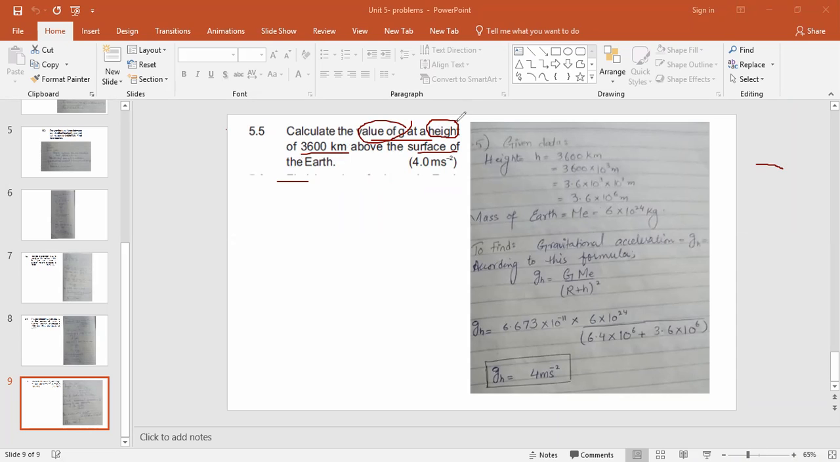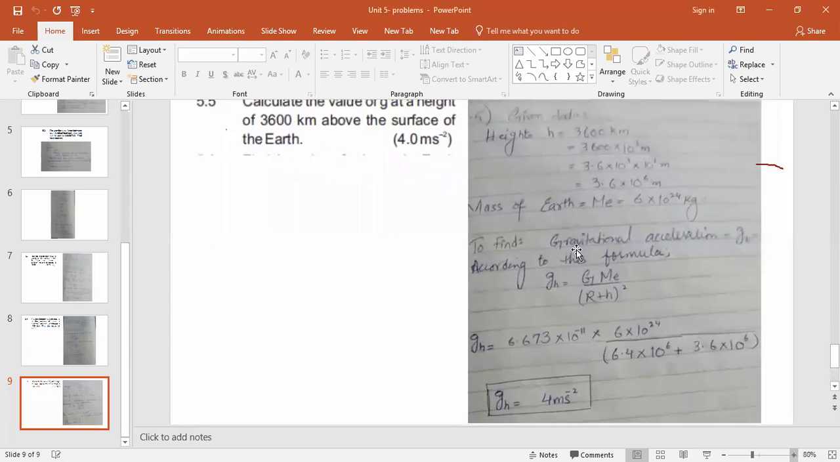So first of all, we have to write the data that is given to us. Height is given to us, which is 3600 kilometer. You know that kilo is equal to 10 raised to power 3. If you just move this point to that side, it will be 3.6 into 10 raised to power 3 into 10 raised to power 3 meter, and you get 3.6 into 10 raised to power 6 meter.